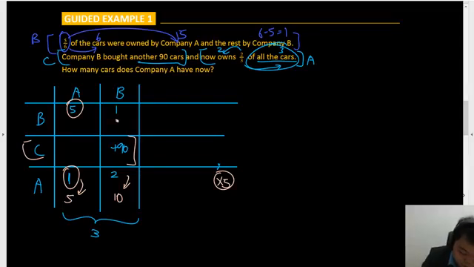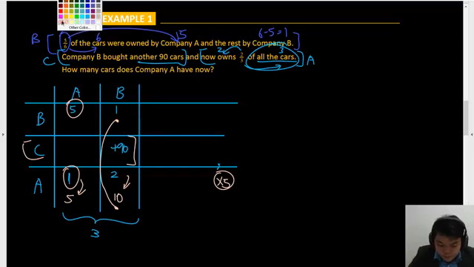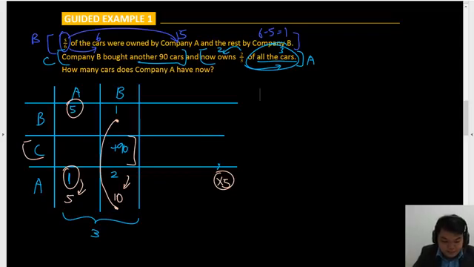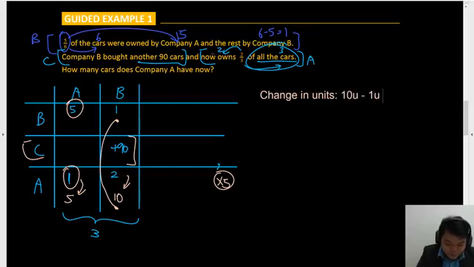Okay, so based on this, we can say that these two are equal. We want to make them the same. So over here we can say that the change in units is 10 units minus 1 unit to give you 9 units. See, from 1 unit you increase up to 10 units.